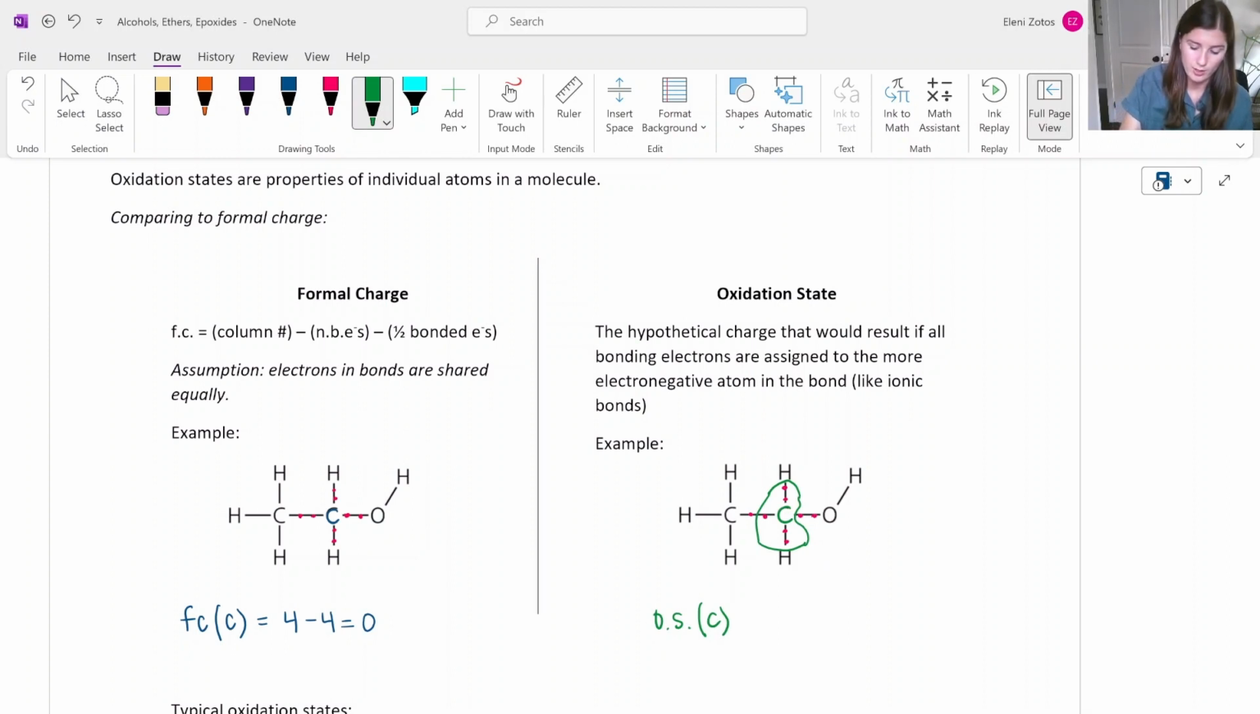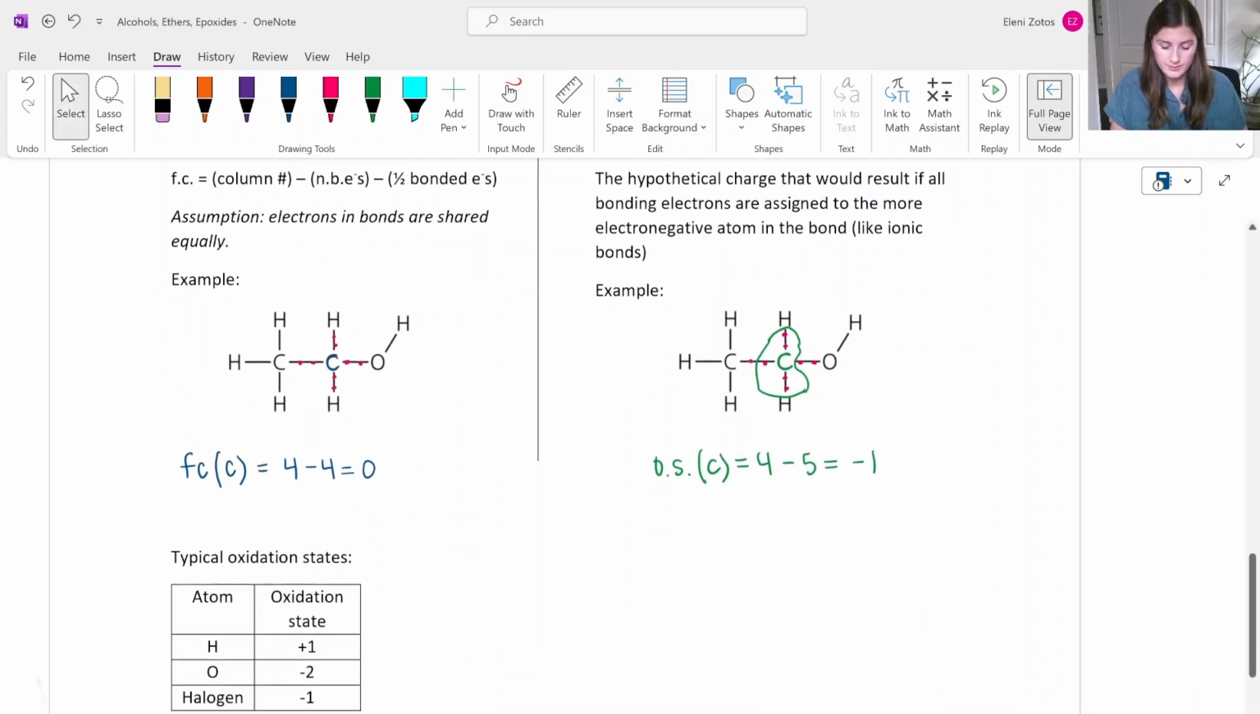between oxygen and carbon. So for the oxidation state of carbon, we start with column number, so column number 4, and then we subtract the owned electrons, which in this case is 5. So carbon, in this bonding pattern, has an oxidation state of -1. So the formal charge and oxidation state can be different. Oftentimes they are different.